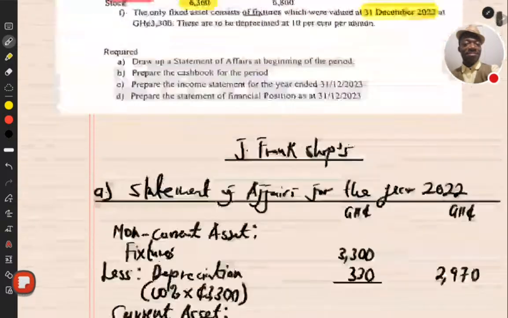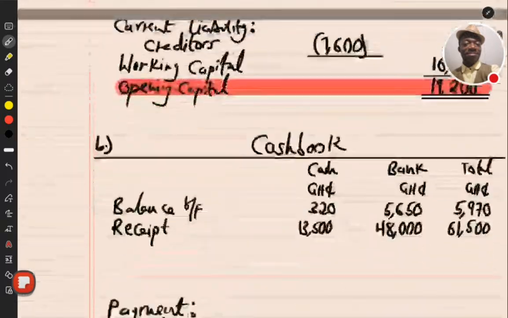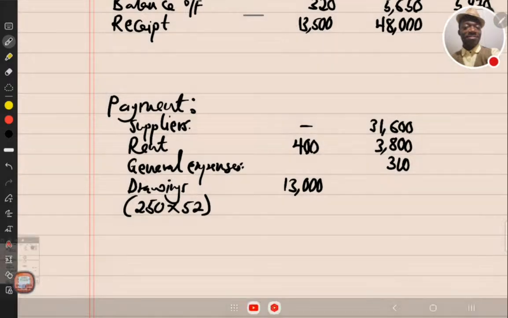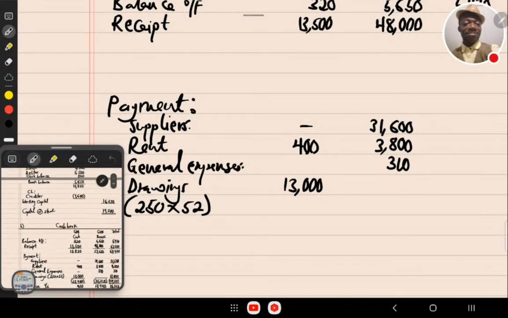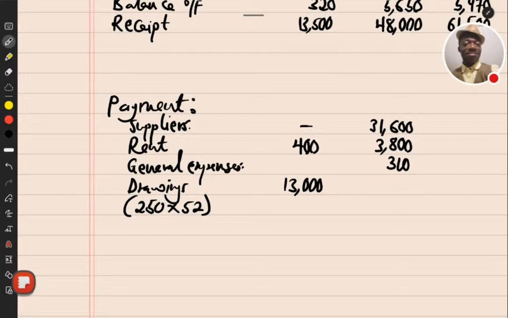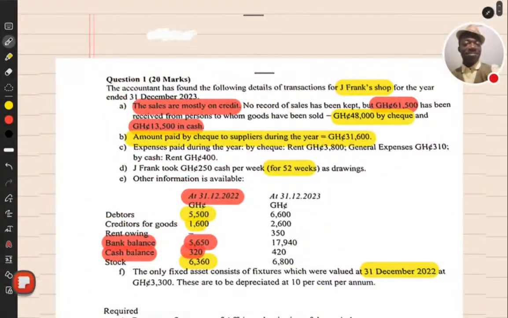Were the drawings in cash or check? You said he took 250 cash, so that means we go to the cash column. So you have 250 by 52. You're supposed to get, I guess, 13,000. Let's check and see. I think I had the same thing. 13,000. Yeah, 13,000. So I think that is all for the issue about the payment.